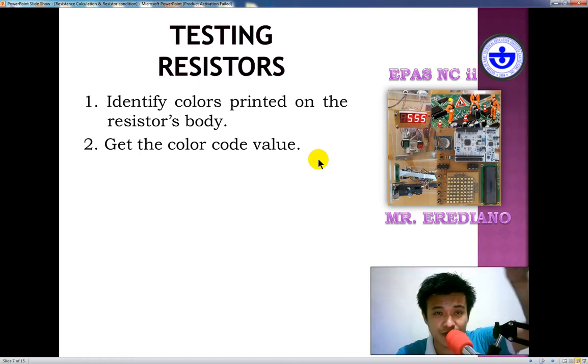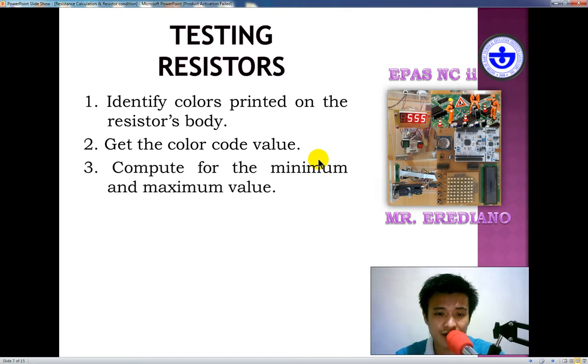So the first is to identify the color. The second is to identify the resistance value using the color. That's why you need to identify the color clearly and correctly, for you to get the exact, accurate resistance value based on the color code. Okay? The next one, after getting the color code value, is to compute the minimum and maximum. The minimum and maximum will be your basis to identify the condition of your resistor. So you need to be very careful in computing the minimum and maximum.